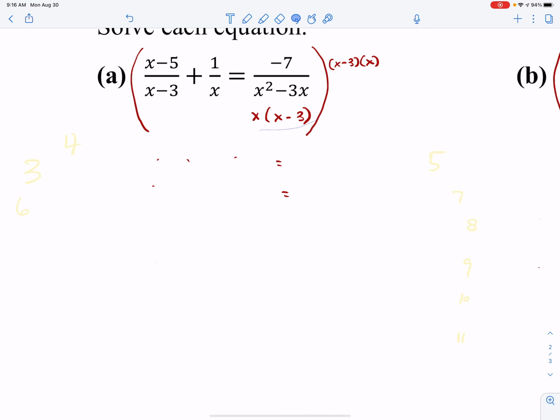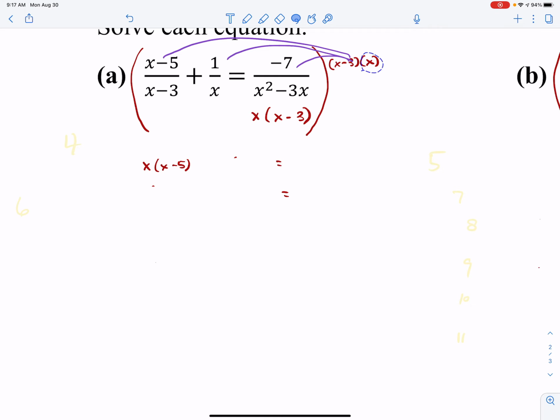Notice when I go to my third denominator, I've already used these two pieces, so I'm not going to use them again. Now let's go ahead and take our common denominator and distribute to all three terms. First thing is that my x minus 3's are going to cancel. So that's going to leave me with an x times an x minus 5. The only things that are left over are going to be the x minus 5 and the x, because the x minus 3's canceled each other.